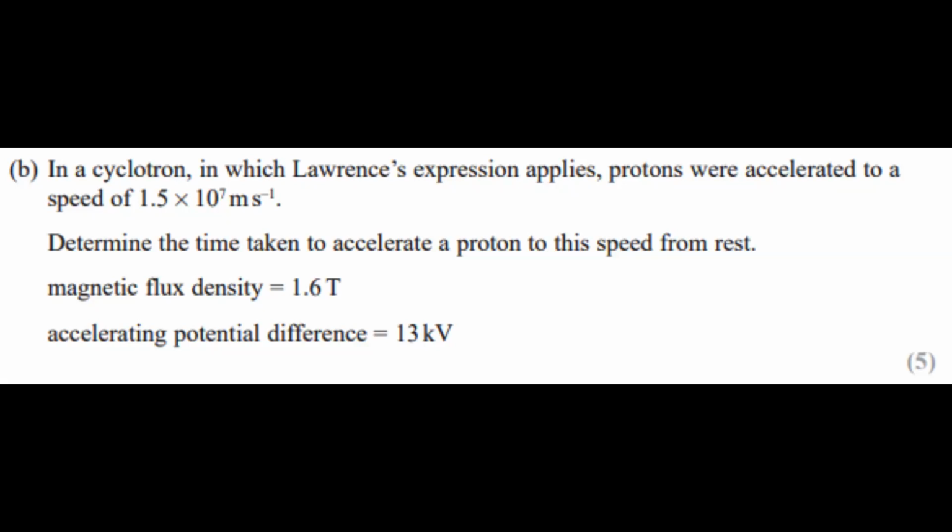Okay, so we got a question right here. In a cyclotron in which Lorentz expression applies, protons were accelerated to a speed of 1.5 times 10 raised to power 7 meters per second. Determine the time taken to accelerate a proton to this speed from rest. Magnetic flux density is 1.6 Tesla, and accelerating potential difference is 13 kV, which means 1300 volts. So there are two ways to do it.